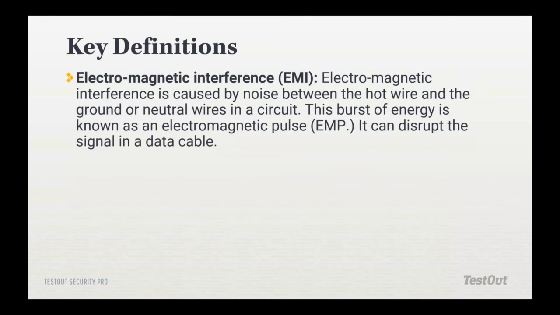Electromagnetic interference, EMI, is caused by noise between a hot wire and the ground or neutral wire in a circuit. This burst of energy is known as an EMP, an electromagnetic pulse, and it can disrupt the signals in your data cables and your equipment.